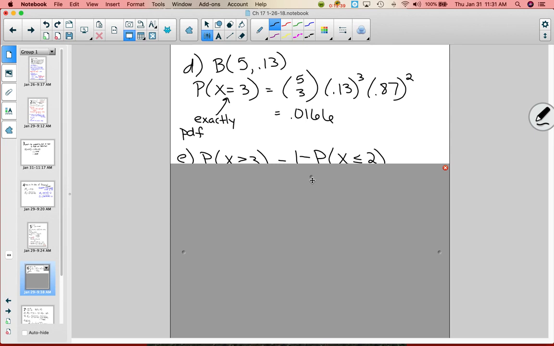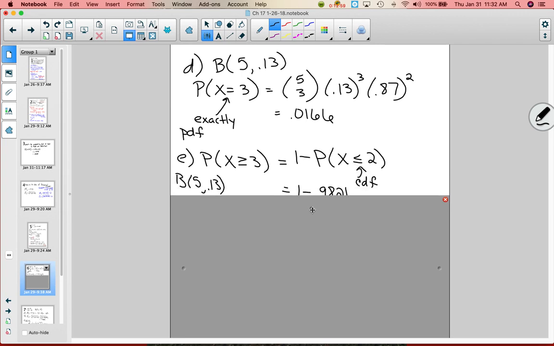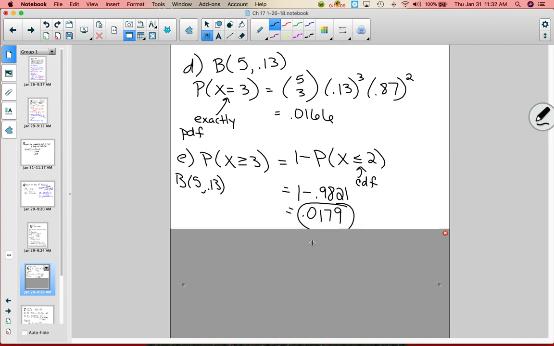The next question says there are at least 3 lefties in the group. So you have to think about what at least means. That means there could be 3 or more, but not less than. So the least is 3. This is greater than or equal to, and I can't do CDF for that. I'm going to have to do the 1 minus and switch the sign around. Because the 3 is included here, I do not include the 3 in the CDF, which is why I dropped it down to a 2. So then you're going to use binomial CDF with a 2. Don't forget to subtract that from 1, because we have 1 minus that, and we'll get our answer of 0.0179. That's the probability that there are at least 3 lefties in the group.